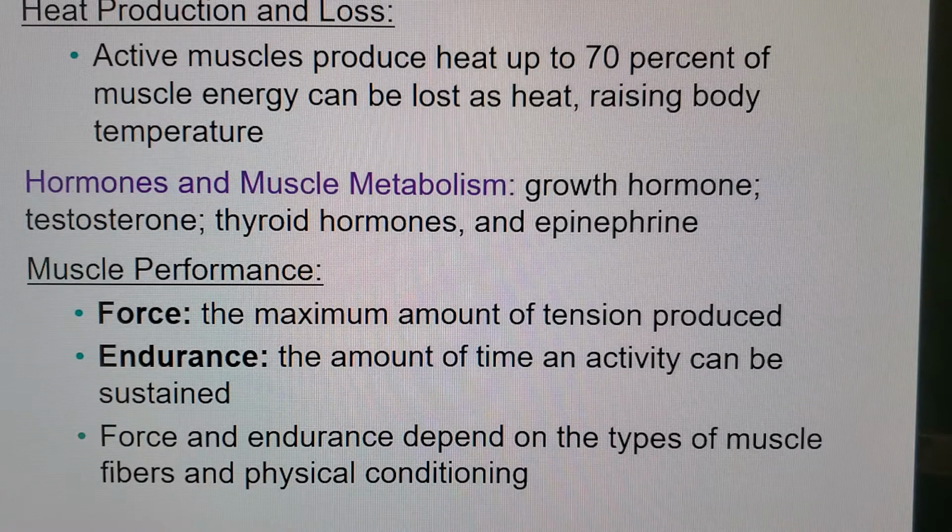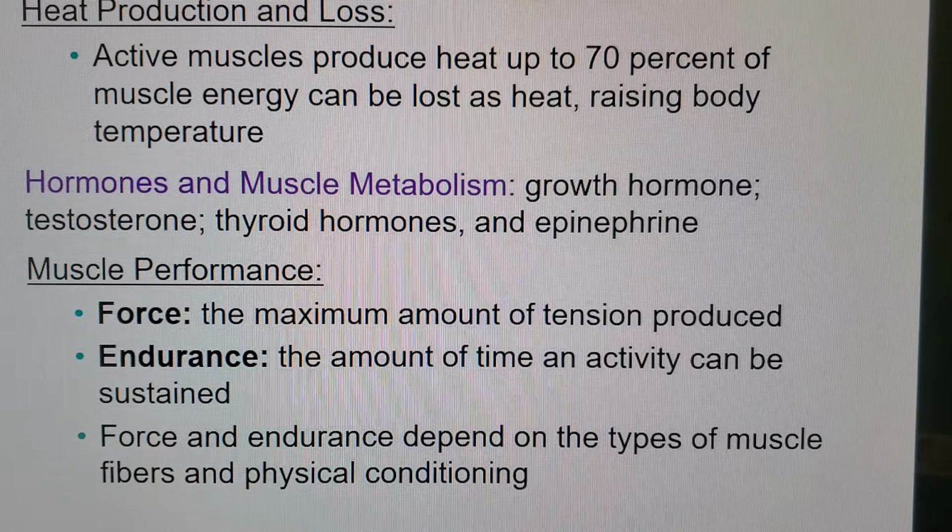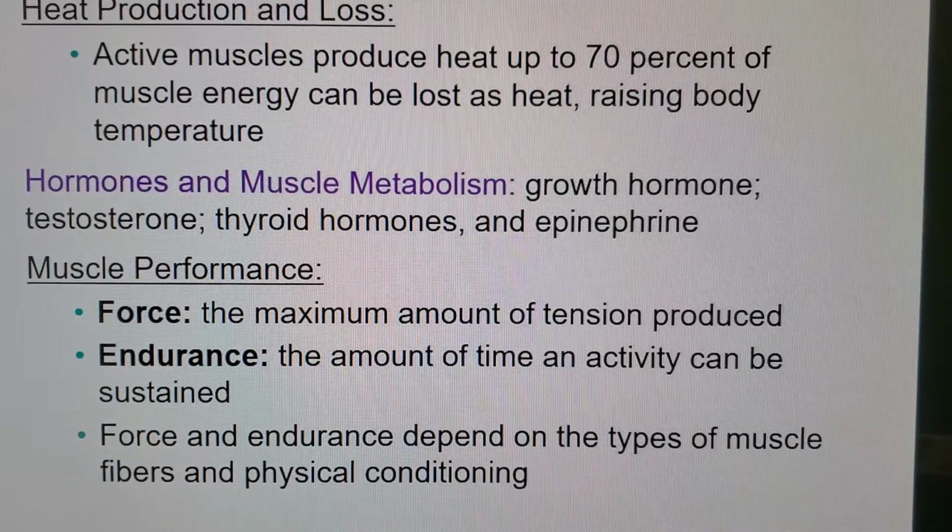Muscle performance is through force and endurance, both of them. Force is the amount of tension produced, and endurance is how long that tension can continue. This is going to depend on what muscle fibers are being used and your physical conditioning. So a person in great physical condition is going to be able to have greater force for a longer endurance than someone who is, say, very sedentary.